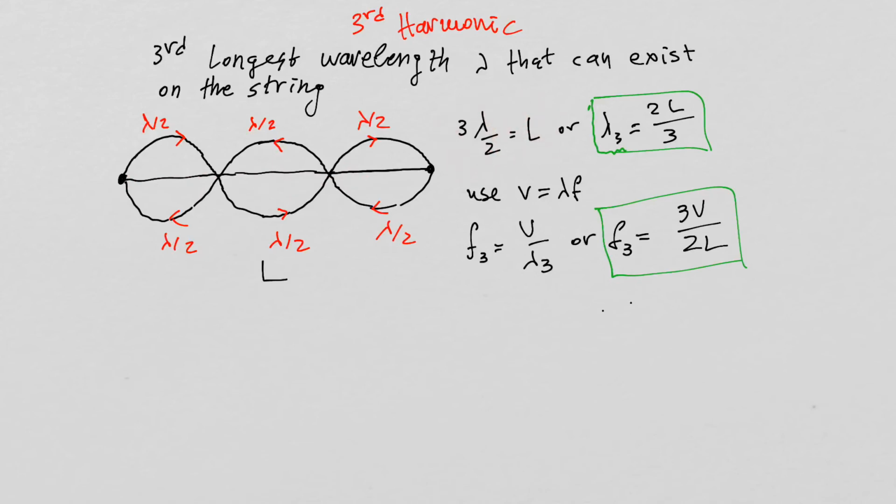From here, the wavelength of this third harmonic lambda 3 is equal to twice the length of the string divided by 3. Again, from the relationship between the speed of propagation, the wavelength, and the frequency of the wave, I can write an expression for the frequency of the third harmonic. So F3 is equal to 3 times the speed of propagation divided by 2 times the length of the string.